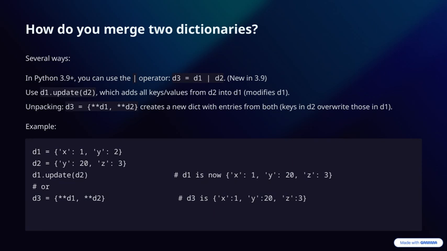And if you're using Python 3.9 or later, there's even a more straightforward method. You can use the pipe operator, like d3 = d1 | d2. This also creates a new dictionary combining both, again with d2's entries taking precedence in case of overlaps. So to sum up, there are several ways to merge dictionaries in Python, each useful depending on whether you want to modify an existing dictionary or create a new one. The key takeaway is understanding how these methods handle key conflicts and choosing the right approach for your needs.